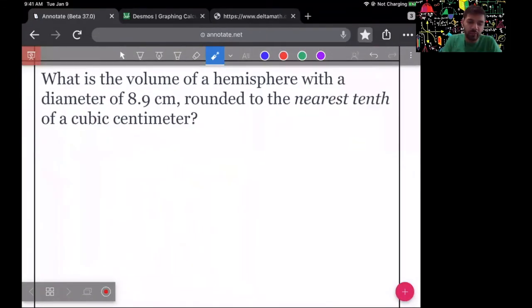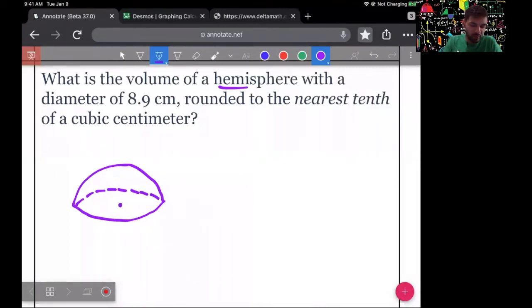And the last problem, we have a hemisphere. Hemisphere means half. So I'm going to draw just half of a sphere. Just like that. And we only need to know the radius. If it tells me the diameter, I know the radius is half of that. So my radius in this case is going to be half of 8.9, which is 4.45. That's my radius.